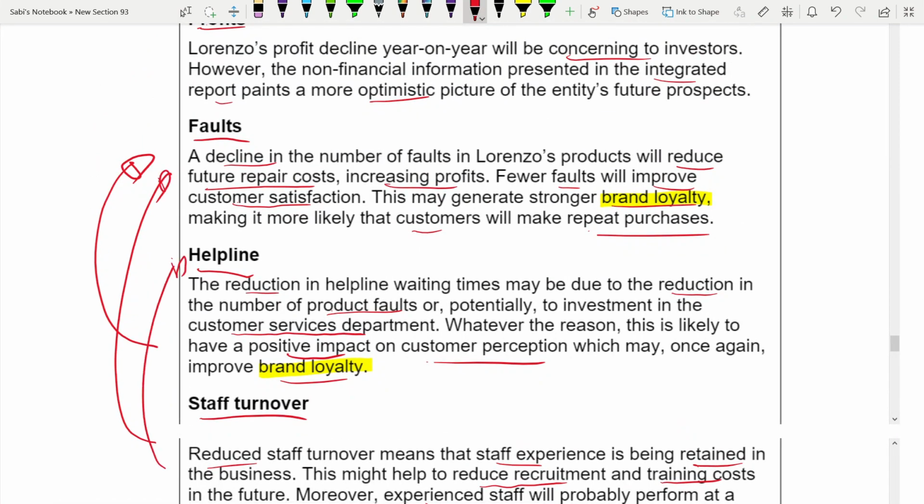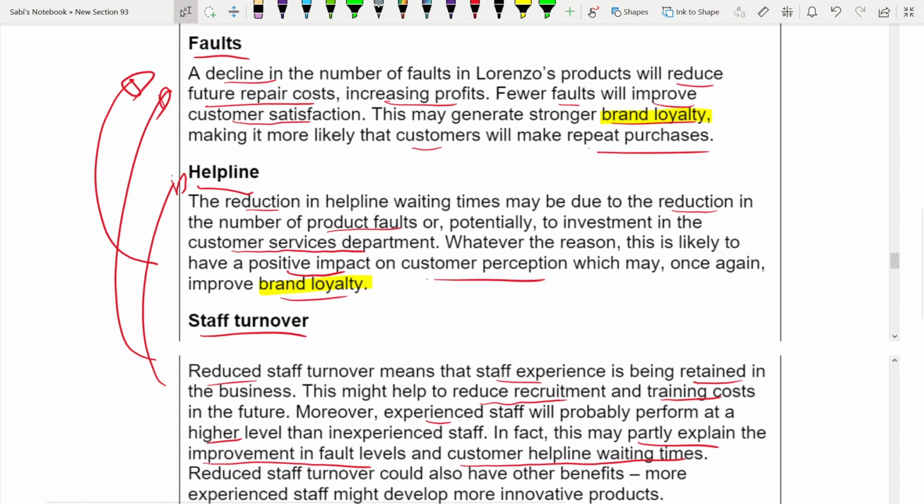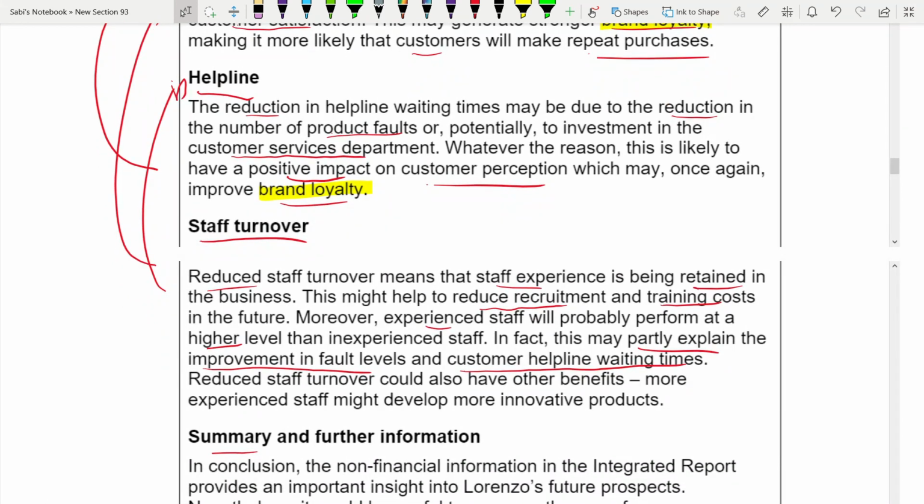This is a skill that not many of you have. You need to practice it. It comes with practice. This is why I'm taking you through this answer, to show you how they have linked it. Because faults reduced and helpline reduced, maybe staff turnover could be a reason for it. Partly it can explain the reason. Reduced staff turnover means if you have experienced staff there, helpline and faults will reduce because they are more experienced, performing at a higher level than inexperienced staff. Reduced staff turnover will have other benefits too. They can develop more innovative products in the future. This is something you can talk about, anything you can talk about.